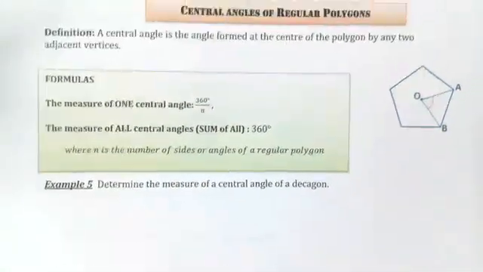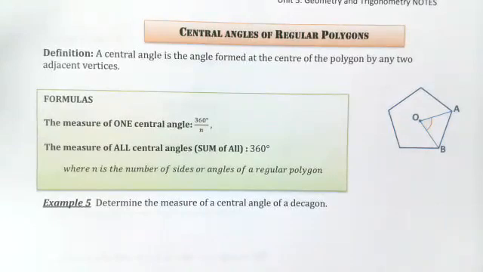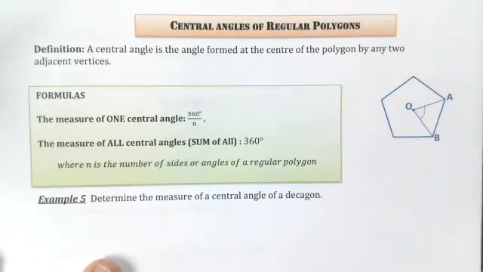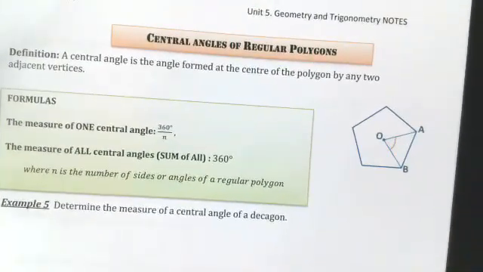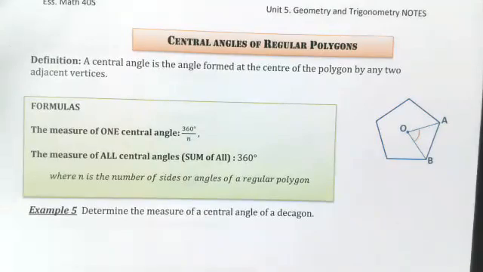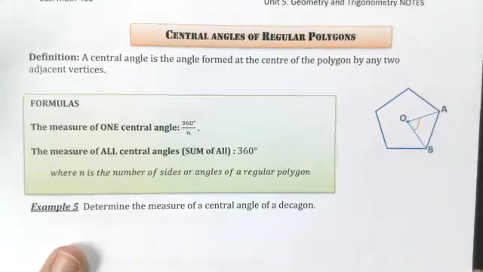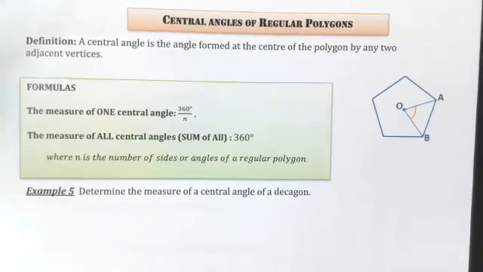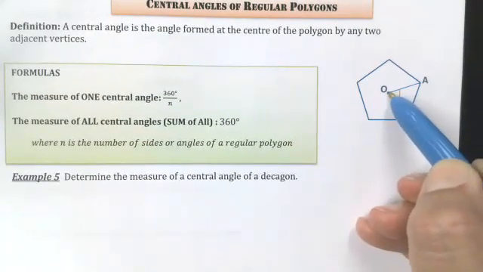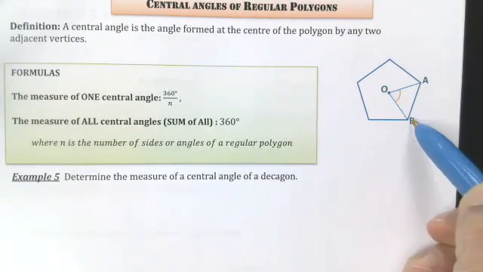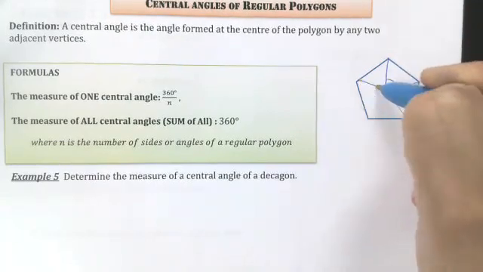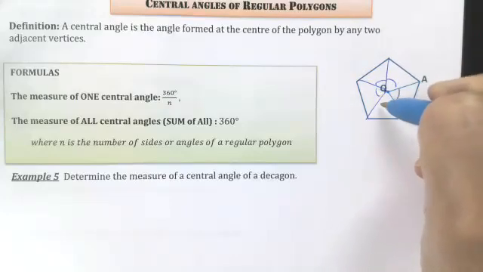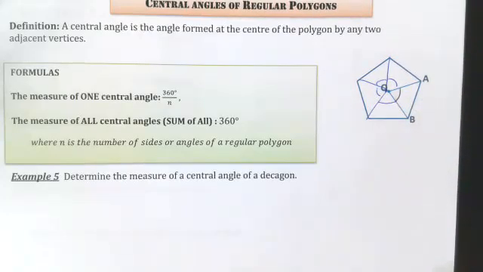So the next part is central angles for regular polygons. A central angle is defined as the angle that's formed at the center of the polygon by any two adjacent vertices. So you need to know the center of it and then just unite it with each of the vertices. So then you will get the central angle. And then we have another one over there, another one over there, and another one over there. A total of, again, the number of sides a polygon will have.